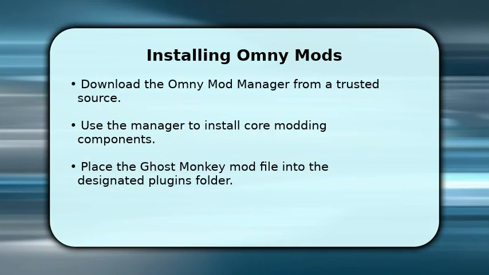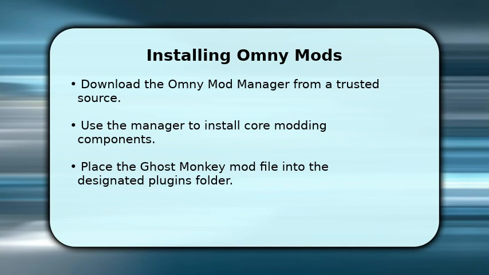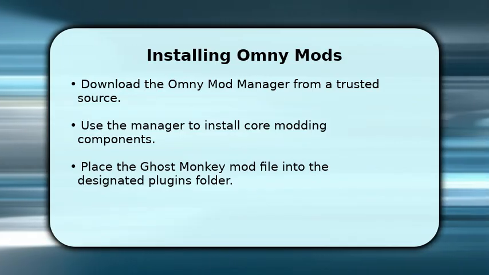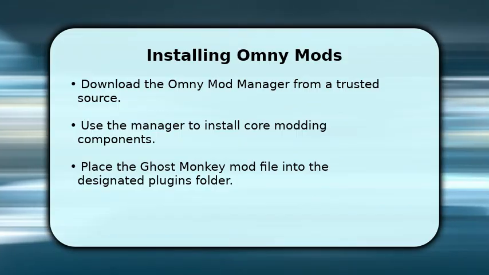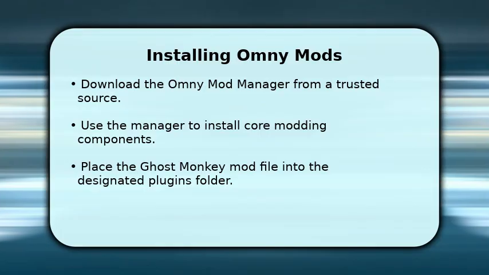To begin, first download the Omny Mod Manager, ensuring it comes from a reliable source to maintain system security. Once you have the manager, run it to install essential modding components, which typically takes less than 1 minute. Finally, locate your downloaded Ghost Monkey mod file and drag it directly into the plugins folder found within your Omny Mods directory. This completes the installation.